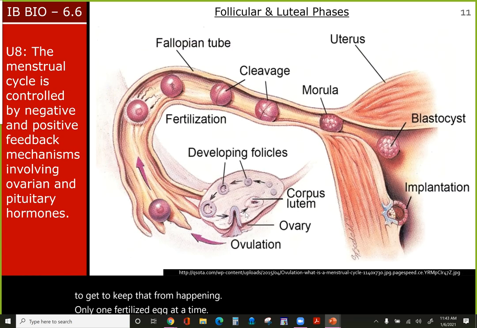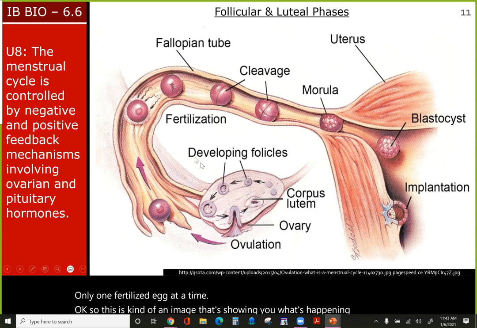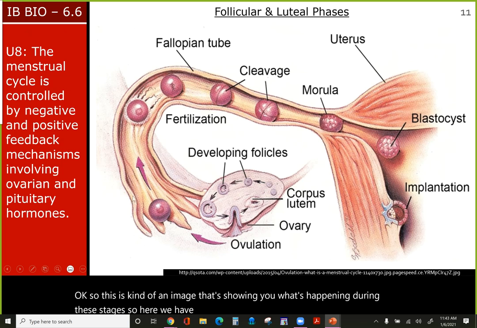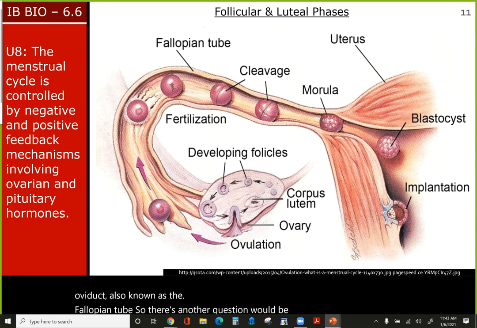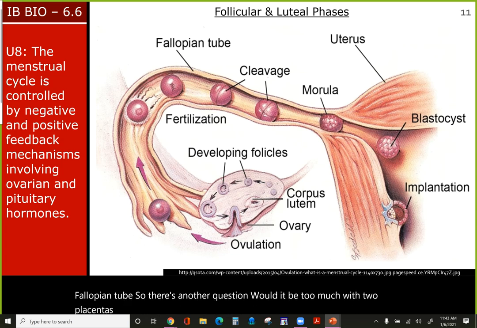Okay, so this is kind of an image that's showing you what's happening during these stages. So here we have the ovary, and here we have the fimbriae, and the oviduct, also known as the fallopian tube. So there's another question, would two placentas be too much? Yeah, two placentas would be too much. There's not enough space, right?